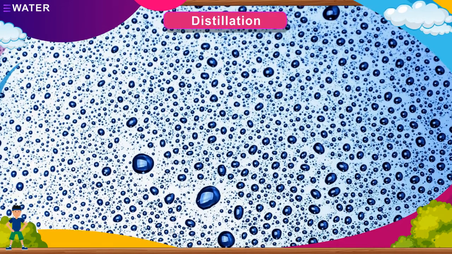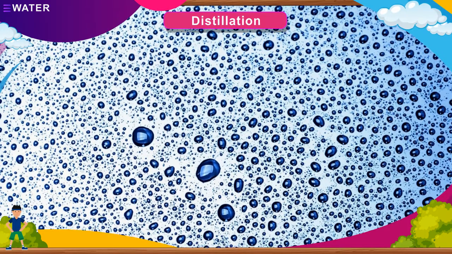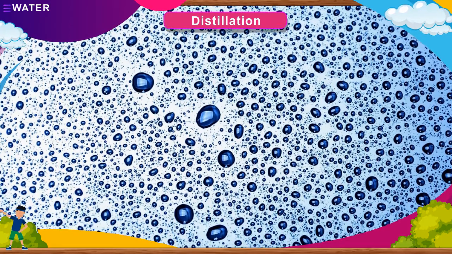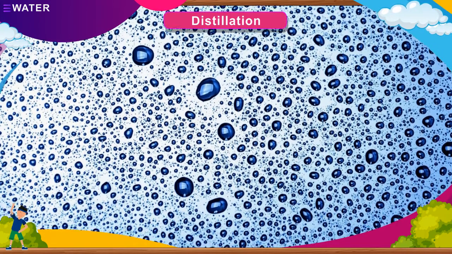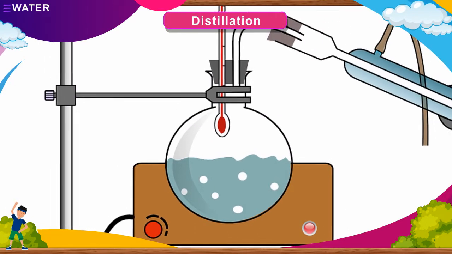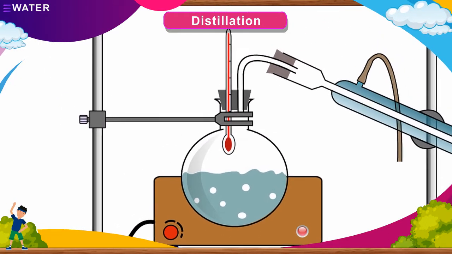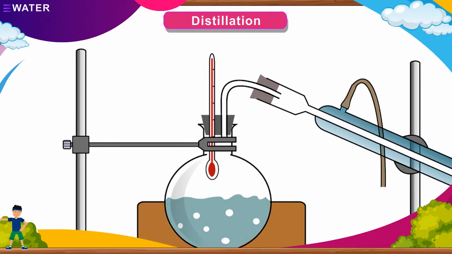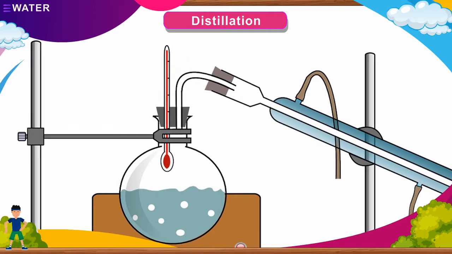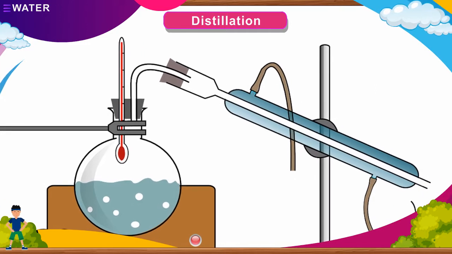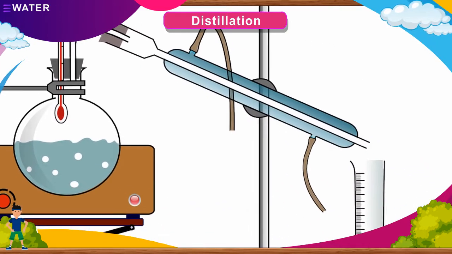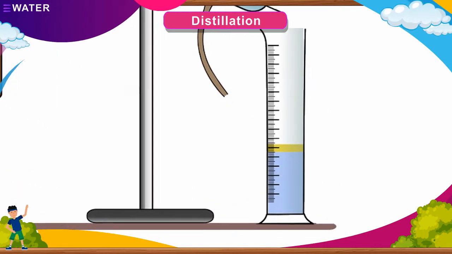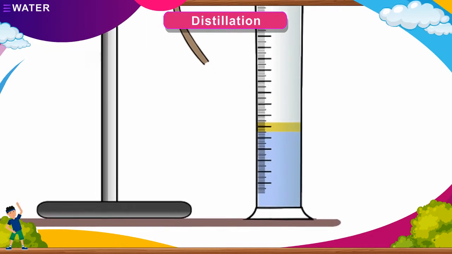Distillation. The method in which both evaporation and condensation are involved in separation of soluble impurities from water is called distillation. Impure water is taken and is heated in a round-bottomed flask. On heating, water evaporates as water vapor and the impurities are left behind. The water vapor then reaches the neck of the round-bottomed flask connected to a condenser, which further cools it. The water vapor now condenses into liquid water. This water is then collected in another flask attached to the condenser.